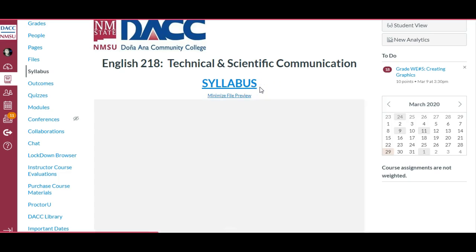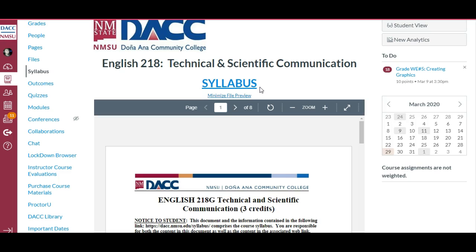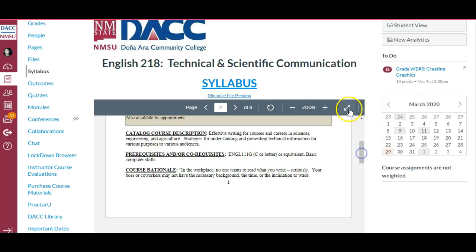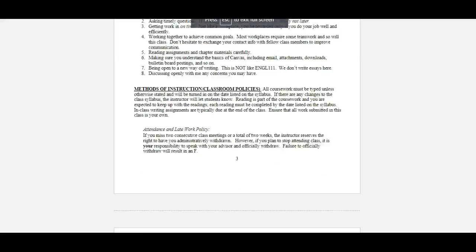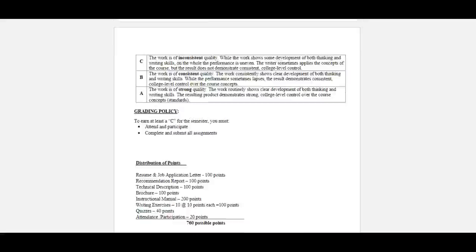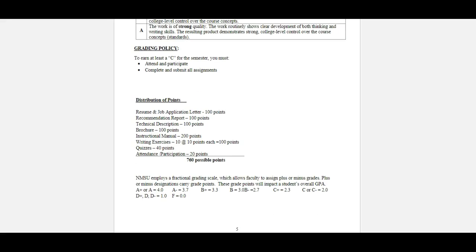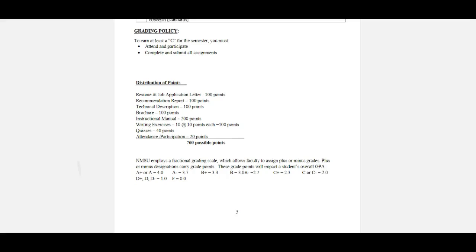So let's go ahead and look at the syllabus so that I can show you some of the changes I made. So if we scroll down, one of the changes I made was I got rid of the technical description essay. Now, I didn't want to get rid of assignments, but technically we don't have time to do the technical description because we were supposed to start this before spring break, but obviously we didn't have class before spring break, so I had to go ahead and get rid of it.